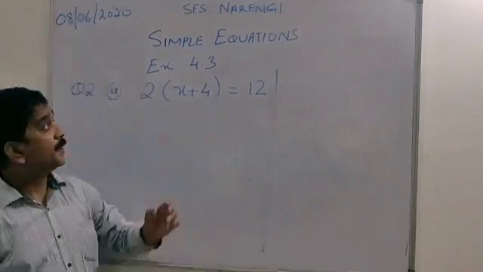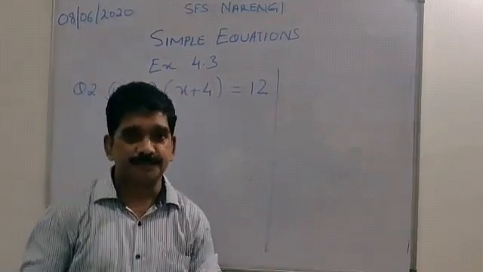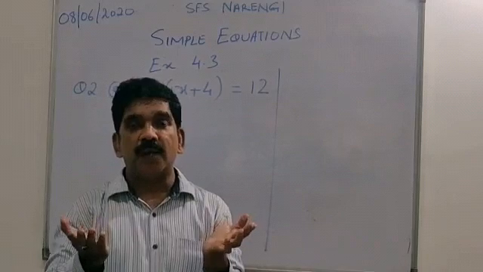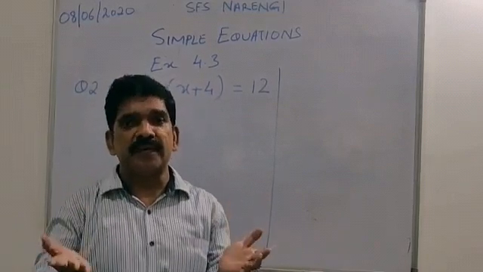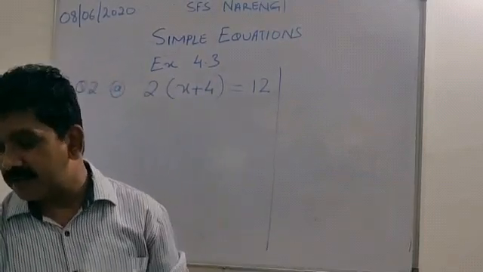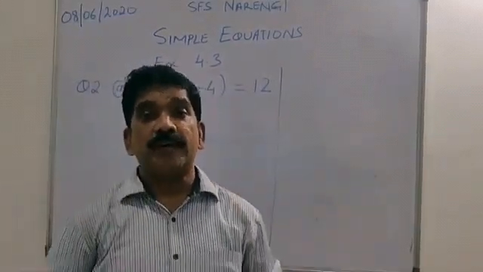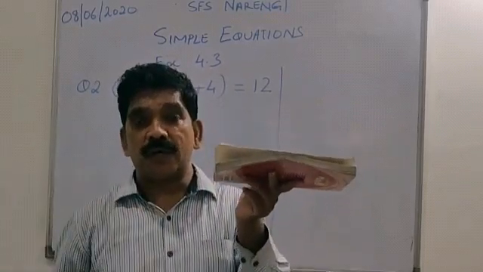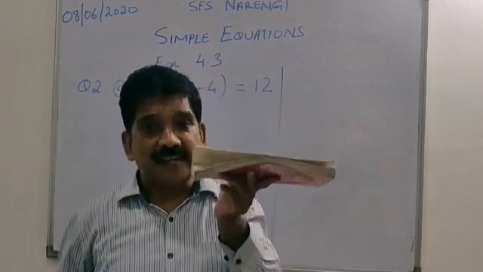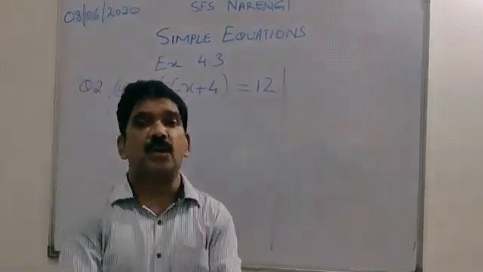So we are doing simple equations and the exercise is 4.3. Now you know very well what an equation is. An equation means equal. When we make two things equal, suppose I take these two books. I have two books in my hand, and if I put them at the same level, in the same position, that means they are equal. Now if one of the books goes to a lower position, it means this book is heavier than this book and this book is lighter than this book. Clear? So that is called unequal or inequality.